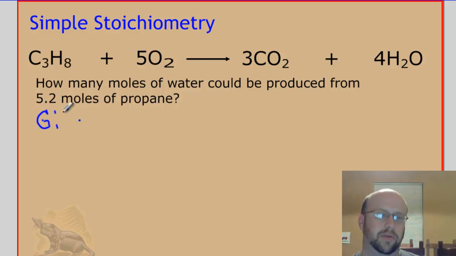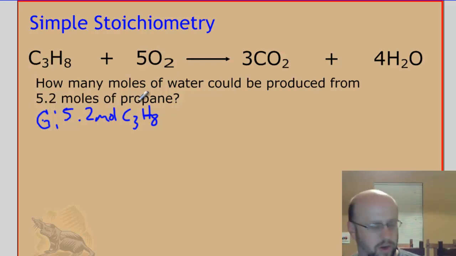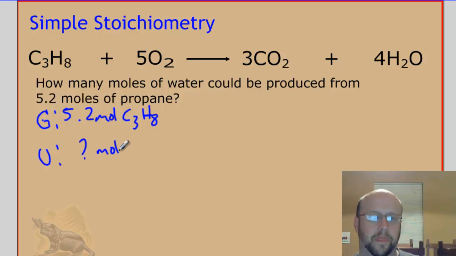I've got a given, which in this case is 5.2 moles of propane. It is super important that you write down what it is. And if you weren't sure what was propane, you could have figured that out pretty simply. I know that's oxygen, that's carbon dioxide, that's water. Only one thing left. That has to be propane. Okay? So that's my given. My unknown is moles of water. So I'm looking for moles of H2O.